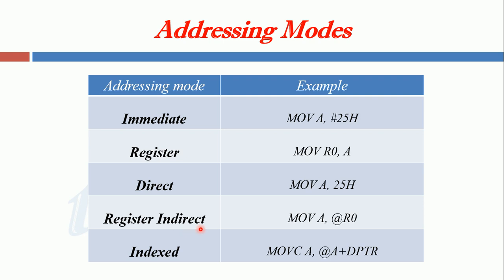In this addressing mode, the memory address is accessed by using pointers. In this, registers R0 and R1 are used as 8-bit address pointers, and DPTR is used as a 16-bit address pointer. And the last addressing mode is indexed addressing mode. This addressing mode is used to access the lookup table data stored in a ROM memory.